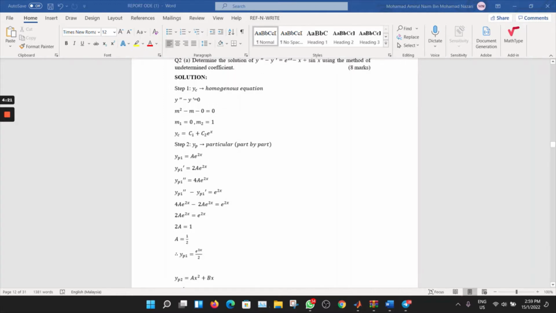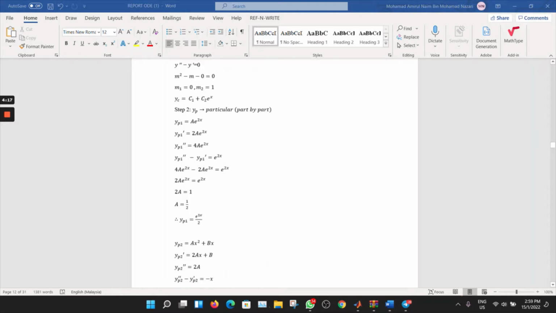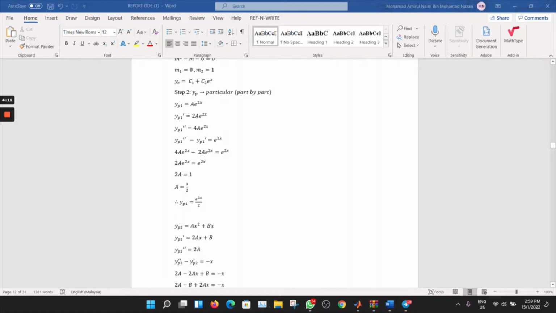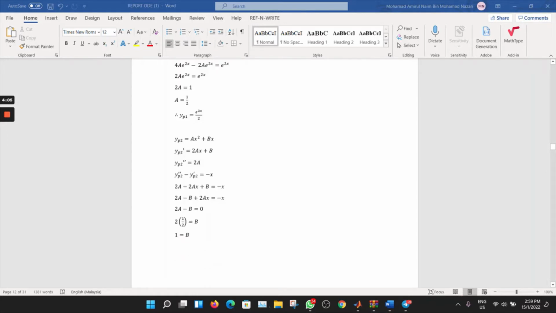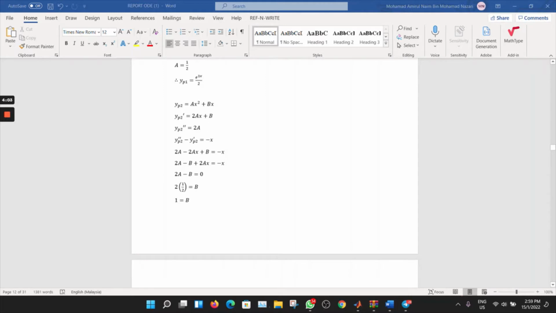Step 1 is the homogeneous equation, yc, and we get yc equals c1 plus c2 e to the x. Then step 2 is the particular solution, yp, part by part. First, yp1 we get e to the 2x over 2, and then yp2 we get ax squared plus bx.